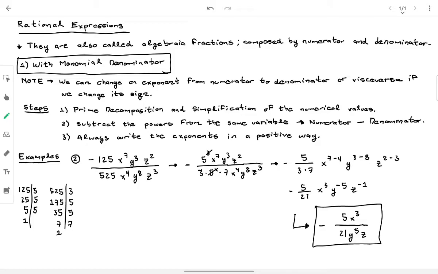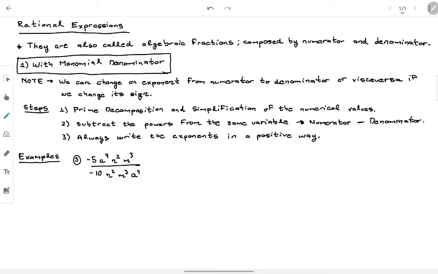Let's see another example. So the third example is going to be something like this. In this case, it's going to be negative divided by negative, so it's going to be positive. We don't need to write it. I will put it here for explanation purposes, but we don't need to write it. And it's going to be after that.